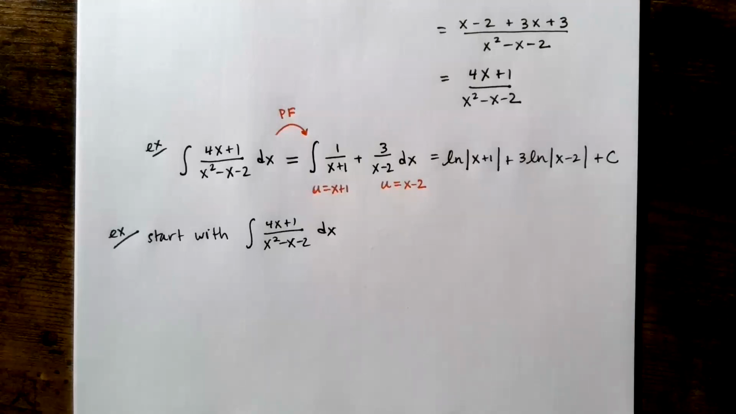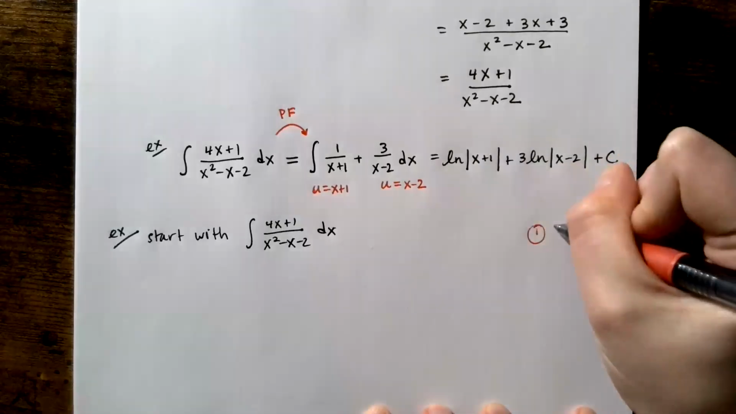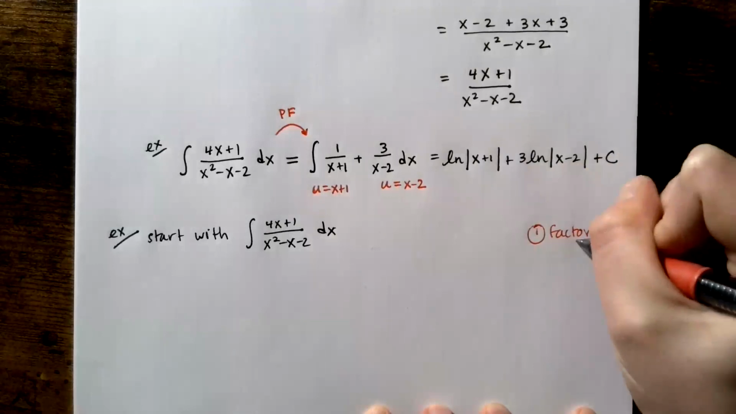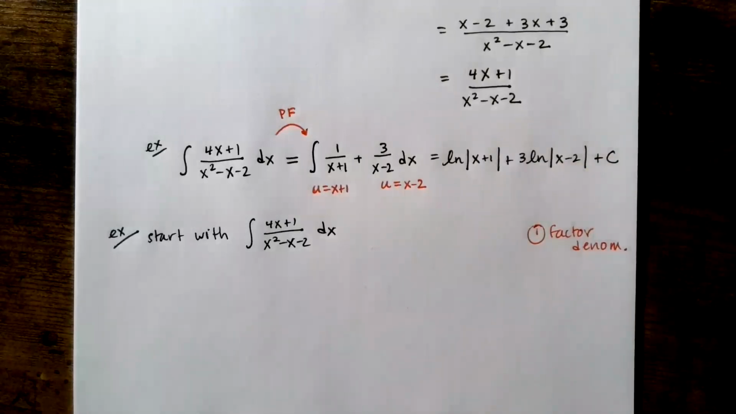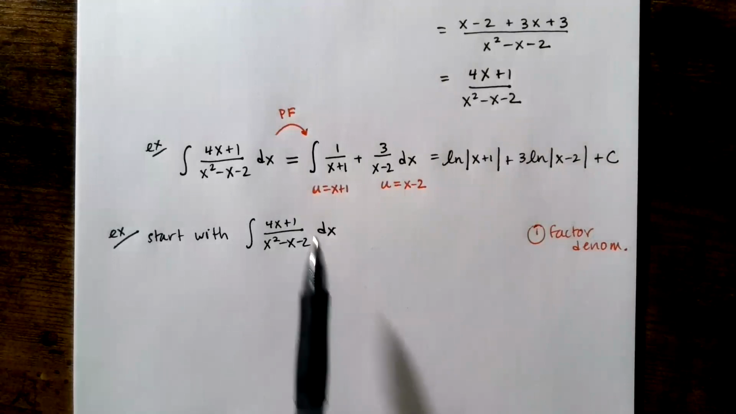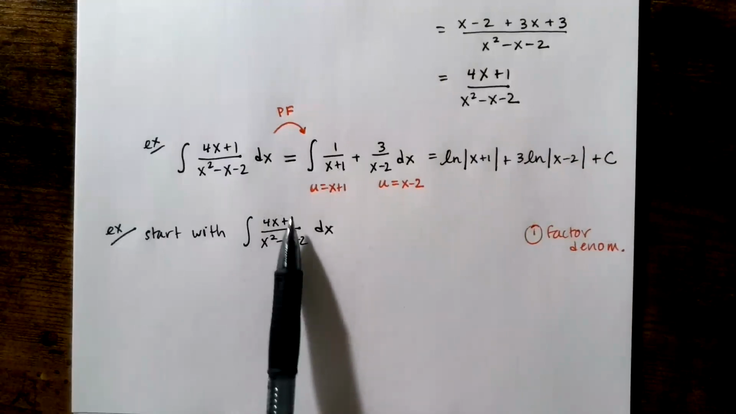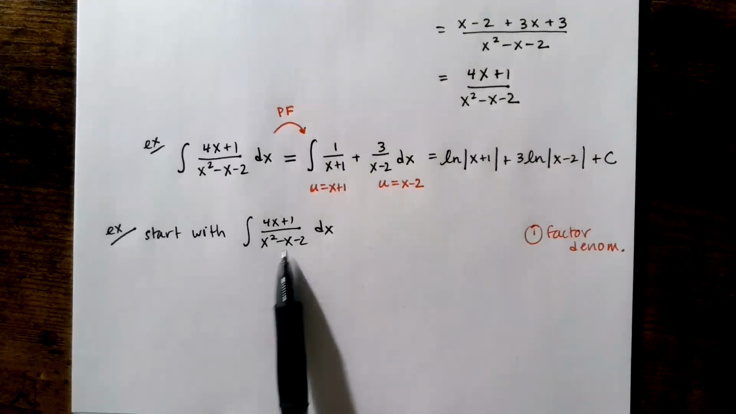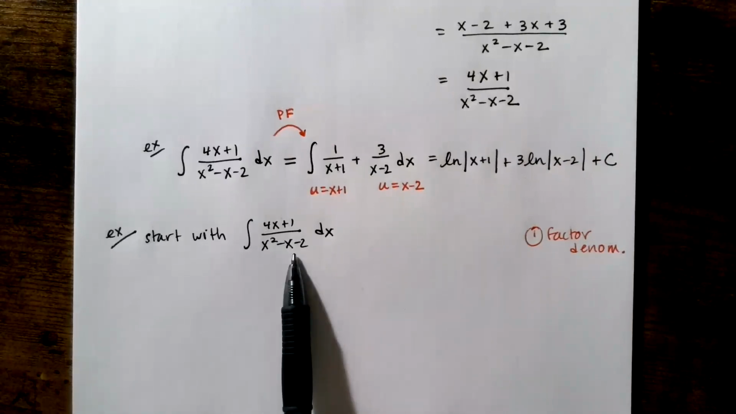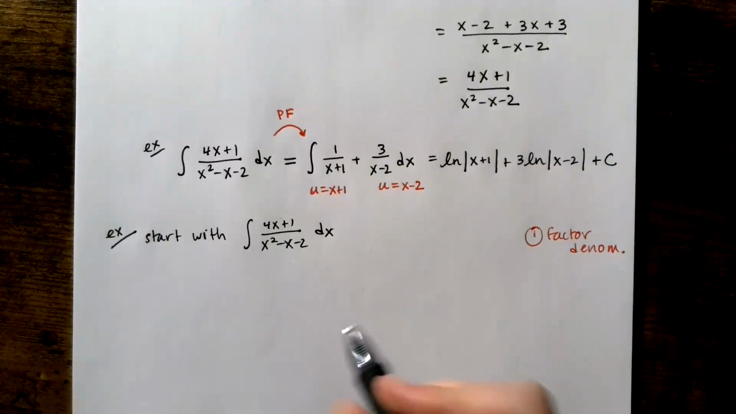That's our first step. You don't need to bother factoring the numerator. In this case, the numerator is linear, so there's nothing to do. But if this numerator were more elaborate, there's really no need to factor it ever. We're just going to leave it as is. So this we're going to factor into x plus 1, x minus 2.